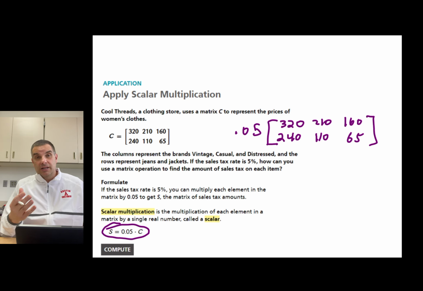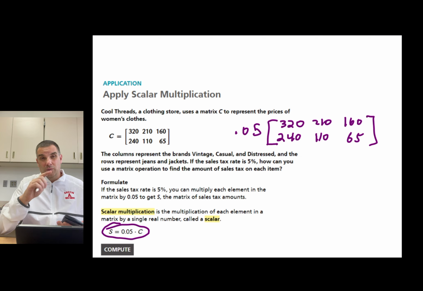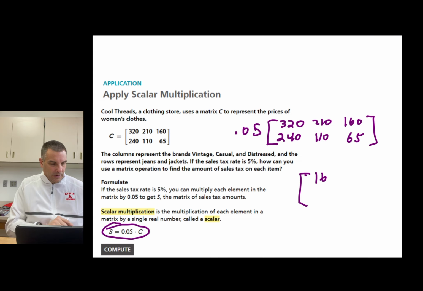Now the nice thing in Excel is you could just write one rule for this and do it all. We can't do that, so we get out a calculator and go 0.05 times 320. That gives me 16. 0.05 times 240 gives me 12. 210 is 10.5. 110 is 5.5.